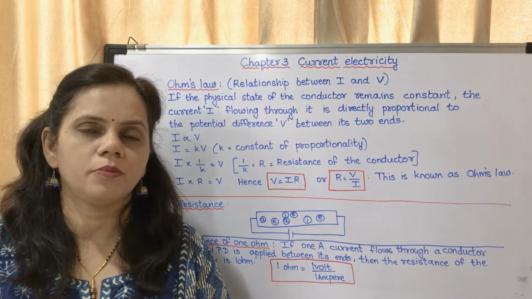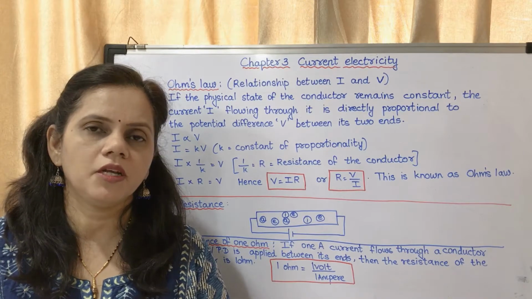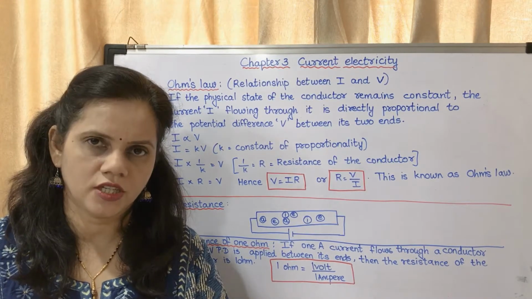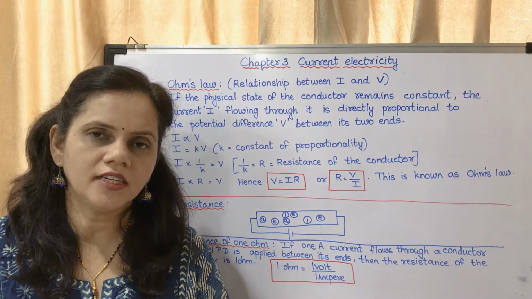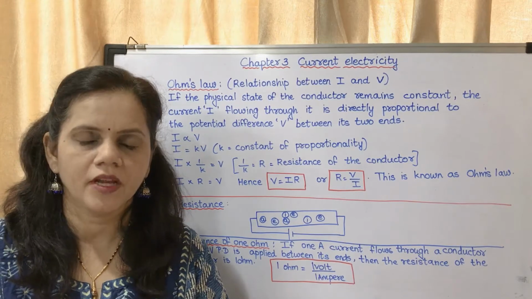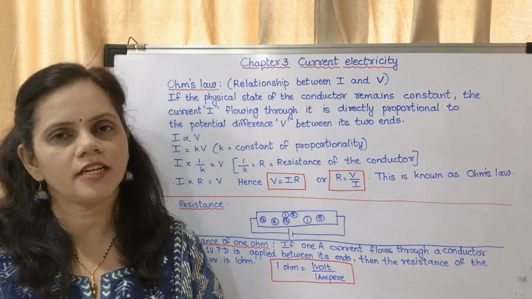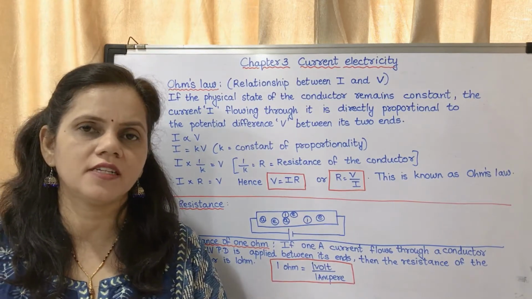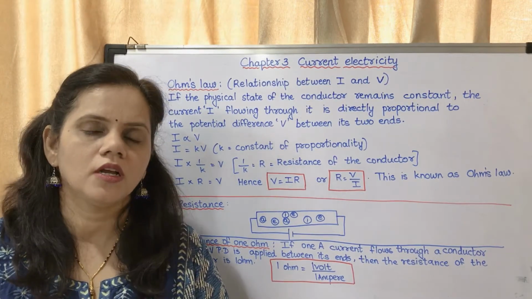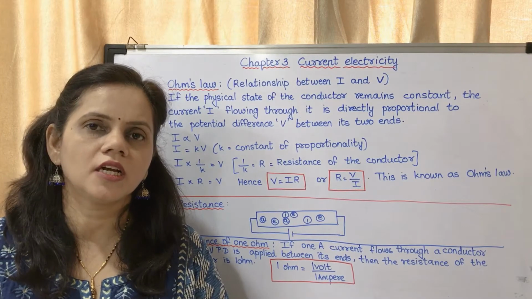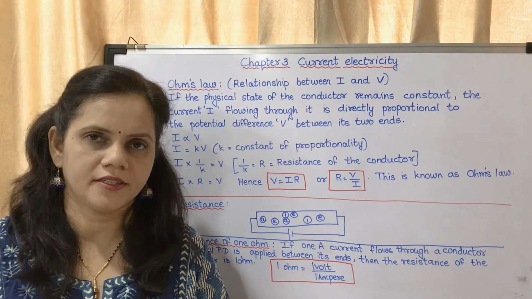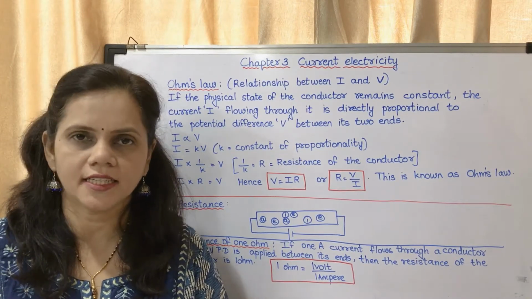V stands for potential difference, W stands for work done, Q stands for charge, I stands for current, and T stands for time. What is the unit of potential difference? The unit of potential difference is volt. Unit of work done is joule. Unit of charge is coulomb. And unit of current is ampere. Okay, this we had studied in the other lecture.